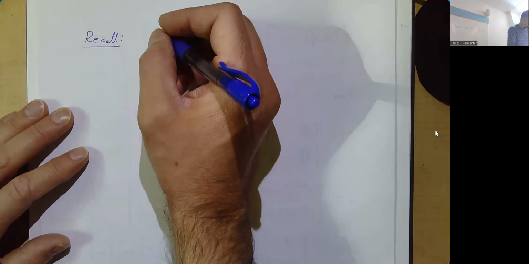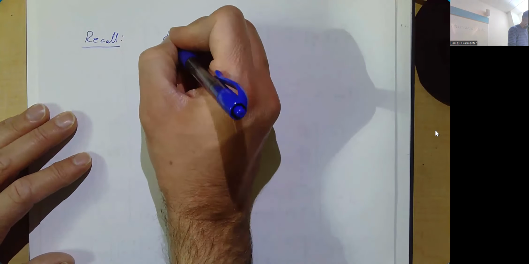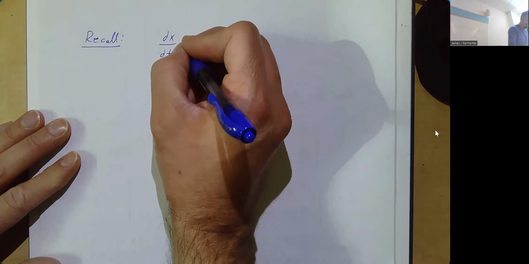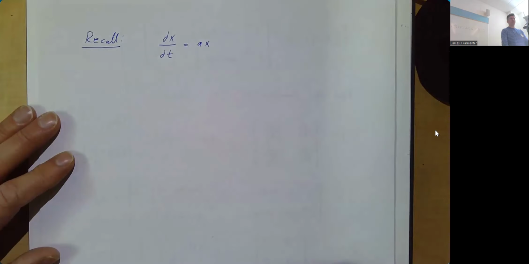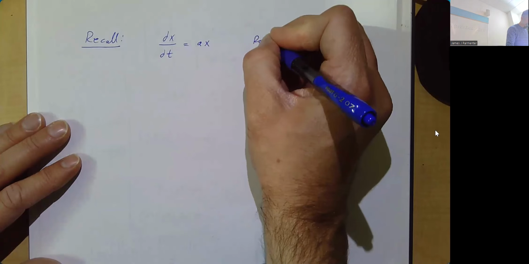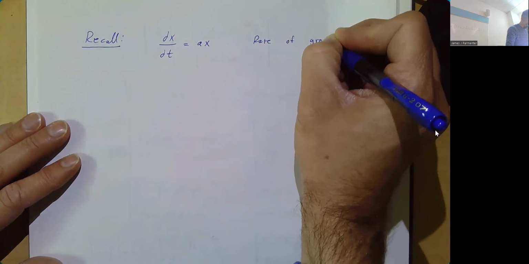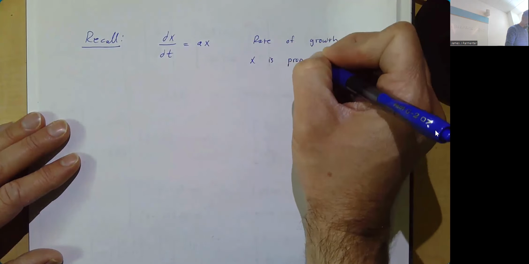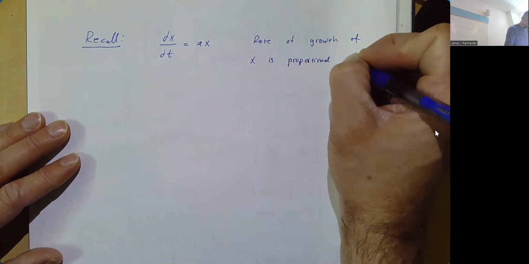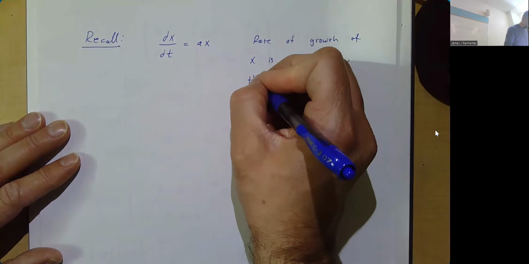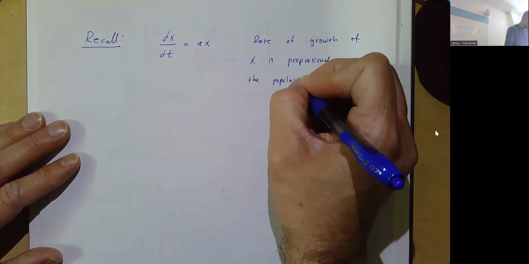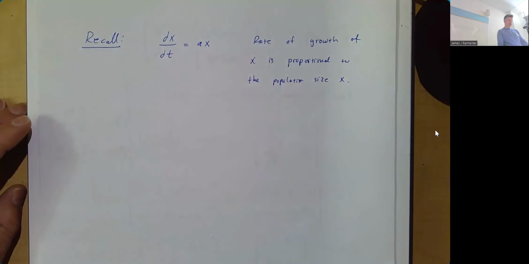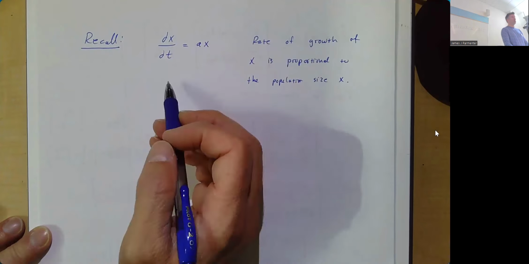So in 17B, we had this equation. I mean, we had lots of equations, but one of the things we talked about was if the rate of change of x is proportional to x. So the rate of growth or change, whatever way you want to say it, the rate of growth of x is proportional to, just meaning it's a multiple of, the population size, x. That's what this differential equation means.